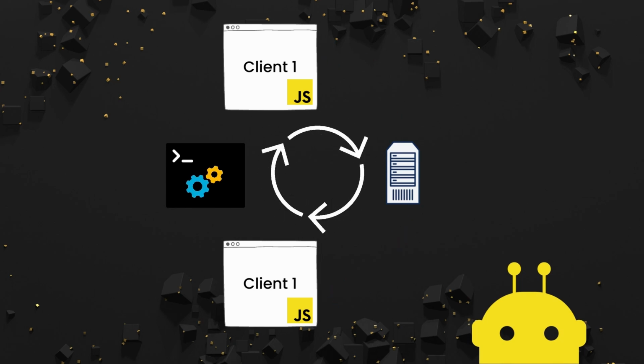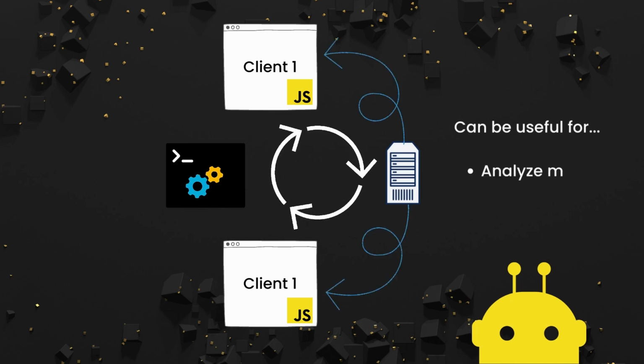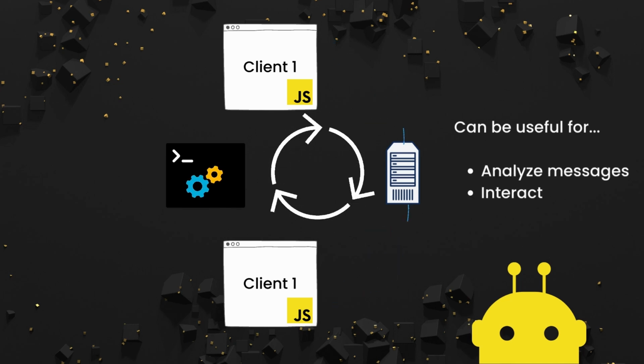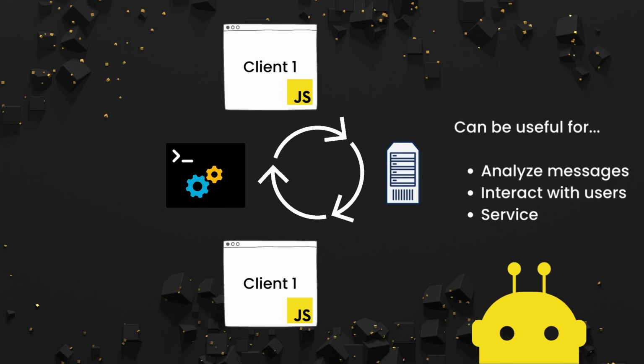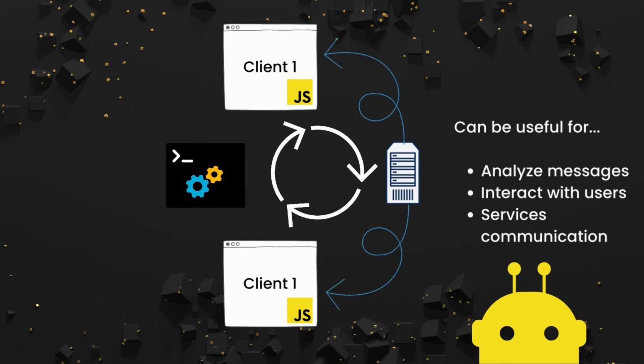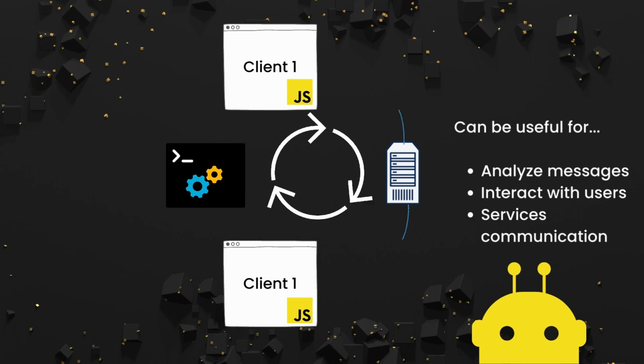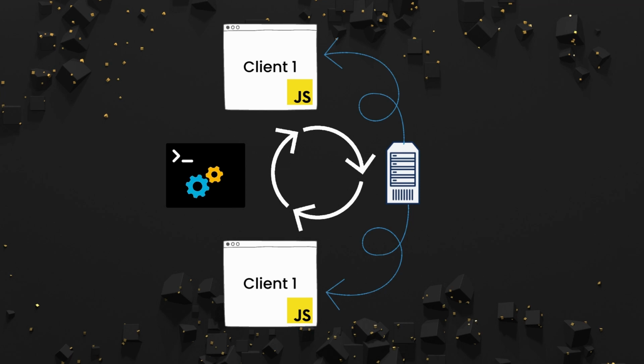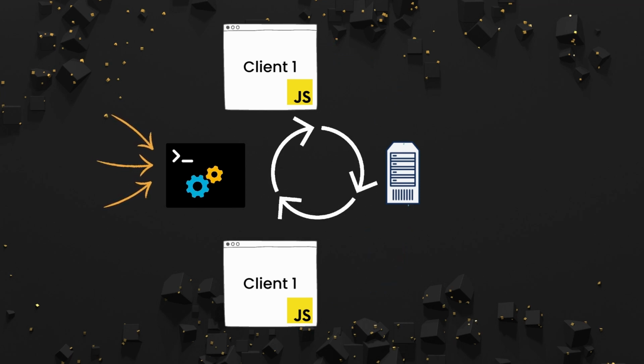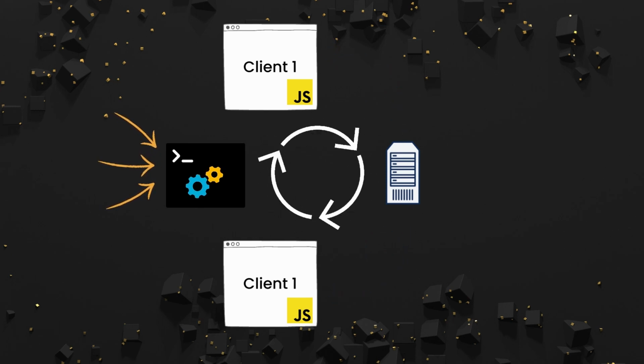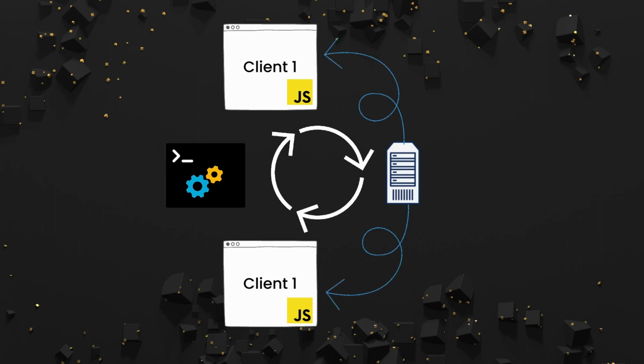This might be useful for some things, between them analyze messages in real time and react to them. If we want to add bots to interact with users, or if we want services to connect with each other using WebSockets. In this example, we will build a client that will listen to events broadcasted in the channel, and then when it matches an expected word, that bot will message back.